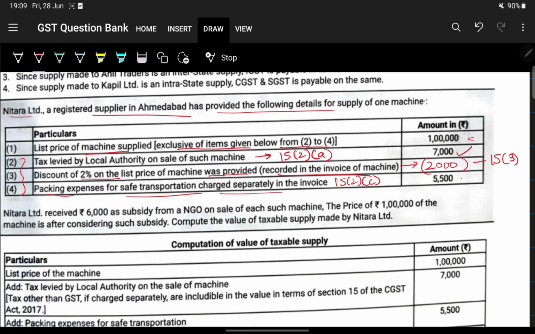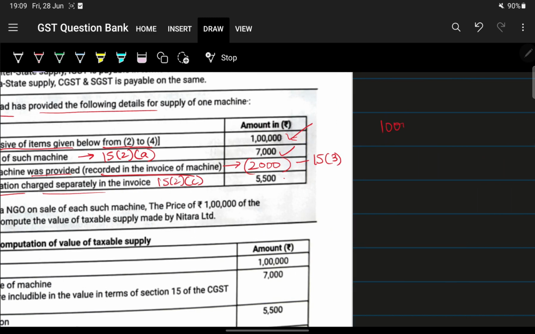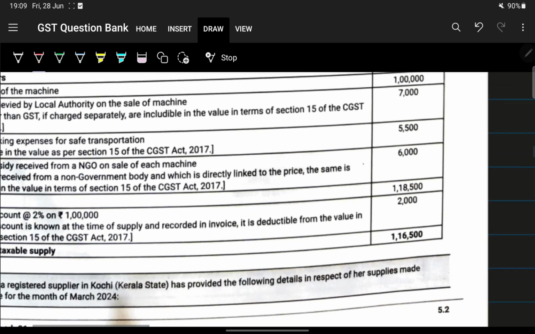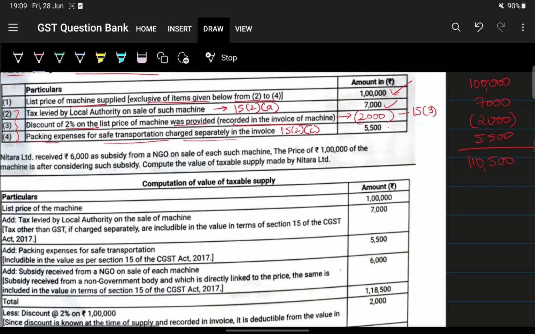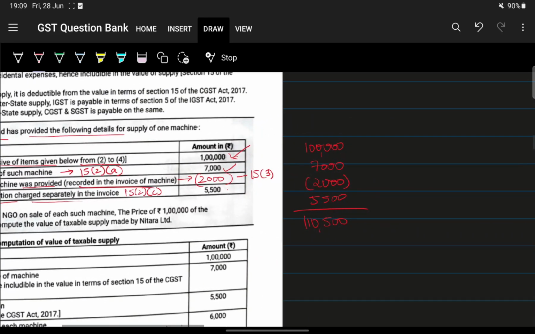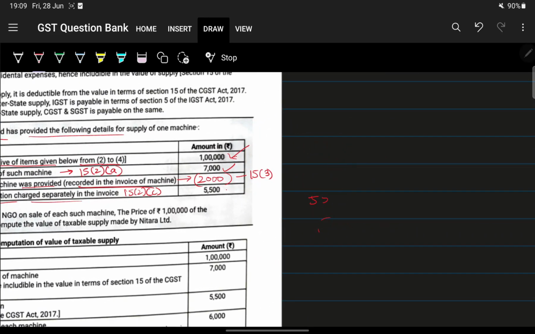So here the correct answer will be 1 lakh plus 7,000 minus 2,000 plus 5,500, which will come up to 1,10,500. We'll just check if the answer is correct. Did we miss something? Oh yeah, we didn't read the full question. Oops, my bad. Okay, we just see the question.